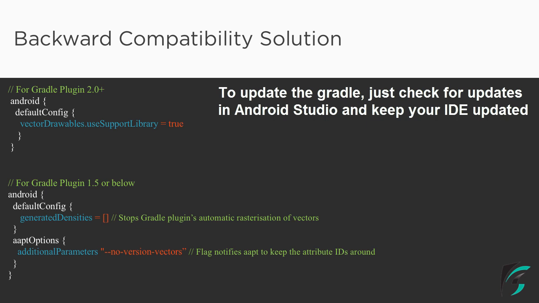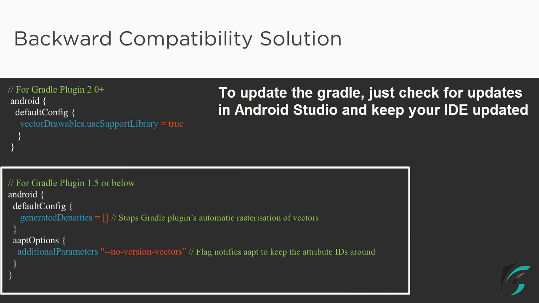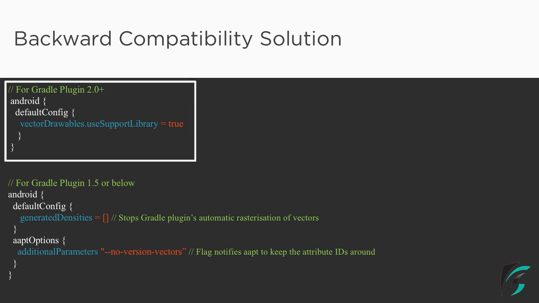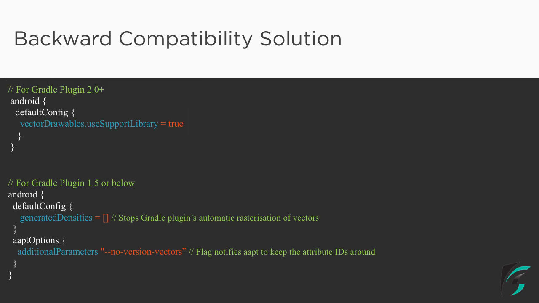And if you're using Gradle plugin 1.5 or below, you need to add the default config parameter generatedDensities equal to an empty array, that is the square brackets, and then add the aaptOptions additionalParameters as --no-version-vectors, and then sync your project. Now let us add this to our build.gradle file. Since our Gradle plugin version is 4.4, I will add this to my build.gradle file.